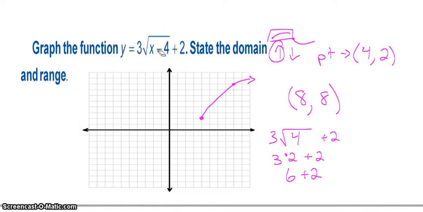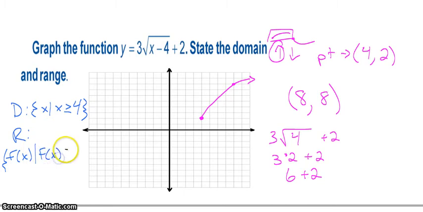So let's take care of this domain and range. Domain. So I've got x values such that x is greater than or equal to, well, what made this thing 0? 4. I also see I've got x values to the right of 4. Range. I've got f of x such that f of x is greater than or equal to, because I am positive, which y value is it here? 2.